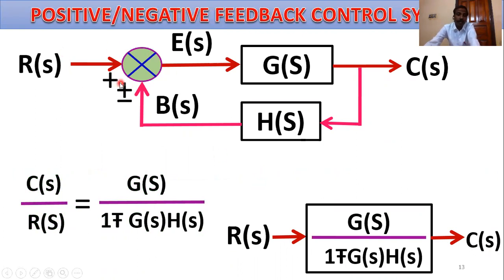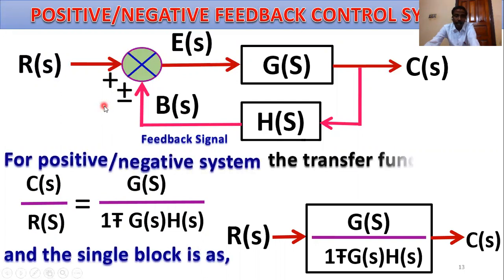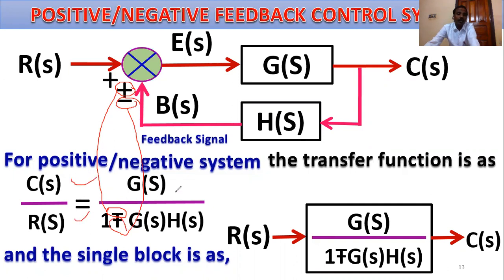So, for positive and negative feedback systems, the transfer function is as follows. For positive, this is the negative value. For negative, this is the positive value. So C(s) by R(s) equals G(s) by 1 minus or plus G(s) into H(s). This is the transfer function, and in this case all the initial conditions are zero. R(s) is the reference input and the block gain is G(s) by 1 minus or plus G(s)H(s), which equals C(s). For positive or negative feedback, it is just a sign change. This is the positive or negative feedback control system.